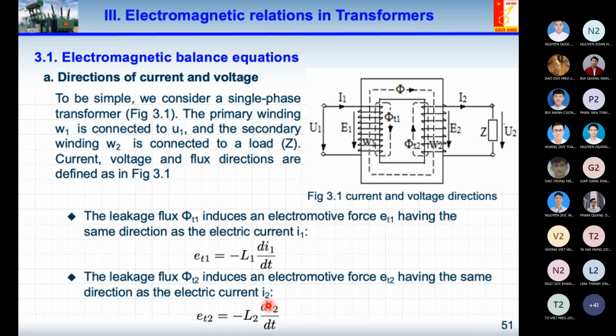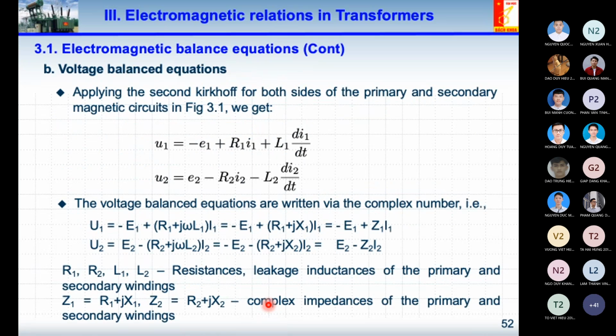And now we can write the voltage balance equation by applying the second Kirchhoff law to both sides of the magnetic circuit shown in the figure on the previous slide.